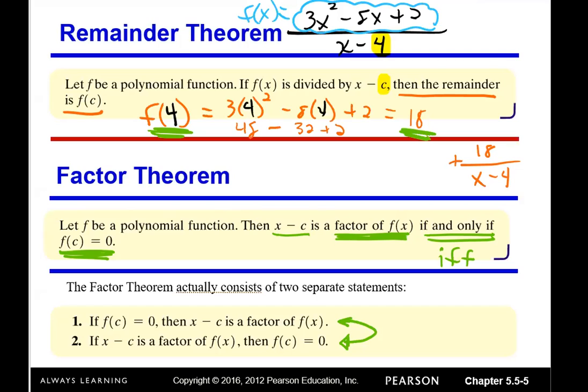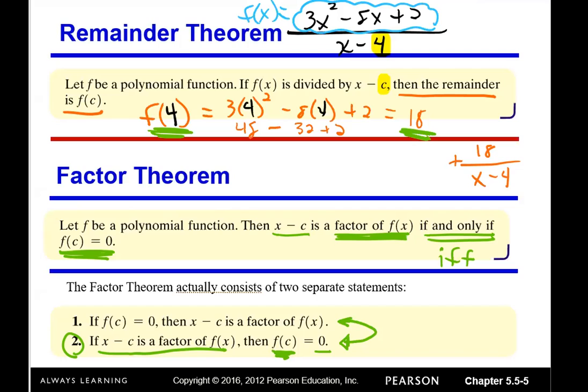And then the flip of that, number 2, is also true. If you're told that x minus c is a factor, then you automatically know if you were to calculate f of c, it should equal 0. That's what the if and only if means. It's got to work both ways.